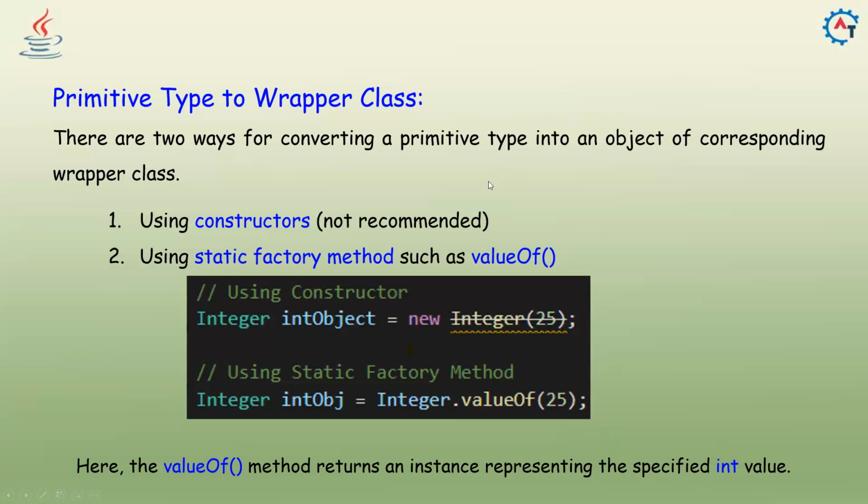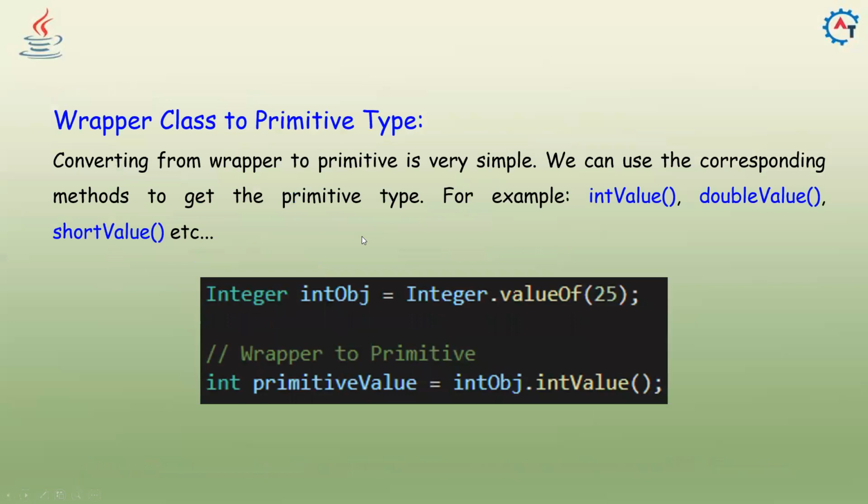So, wrapper class to primitive type. Now I want to do it in reverse. Converting from wrapper to primitive is very simple. We can use the corresponding methods to get the primitive type, for example intValue, doubleValue, shortValue. If it is a reference type class, the class will have some methods. So these are all methods. Integer.valueOf is a method inside this Integer class. In the same way, Integer intObj is equal to Integer.valueOf(25).